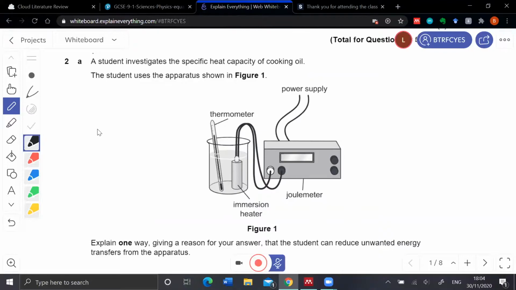It says a student investigates the specific heat capacity of cooking oil. So cooking oil, not water. You might have water at school, turns into a different liquid. The student uses the apparatus shown in figure 1. So we have a thermometer, obviously to measure the temperature, and an immersion heater. There's a heater that goes into a liquid to heat it up.